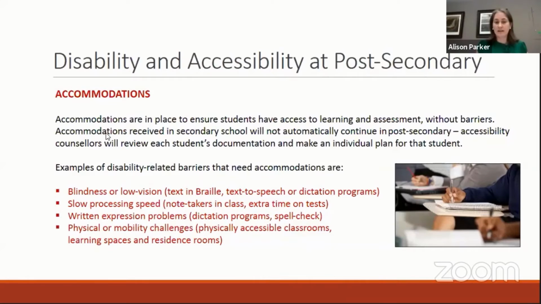For students with slow processing speed due to a learning disability or a mental health disorder, they may have access to a note taker in class, or they may be given extra time on tests and exams. Students with written expression problems may have access to dictation programs or spell check on a computer. And for students with physical or mobility challenges, schools would ensure that their classrooms are physically accessible, as well as their learning spaces, laboratories, and residence rooms.